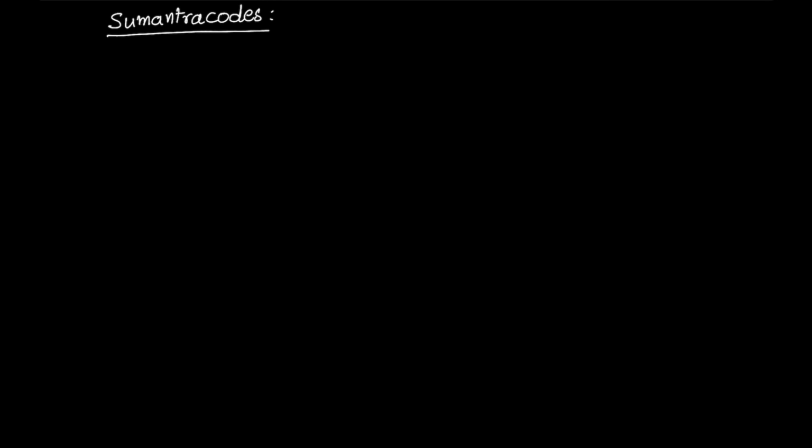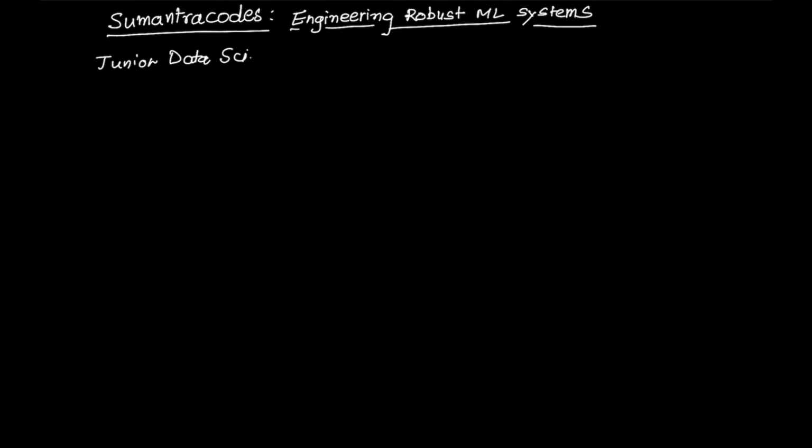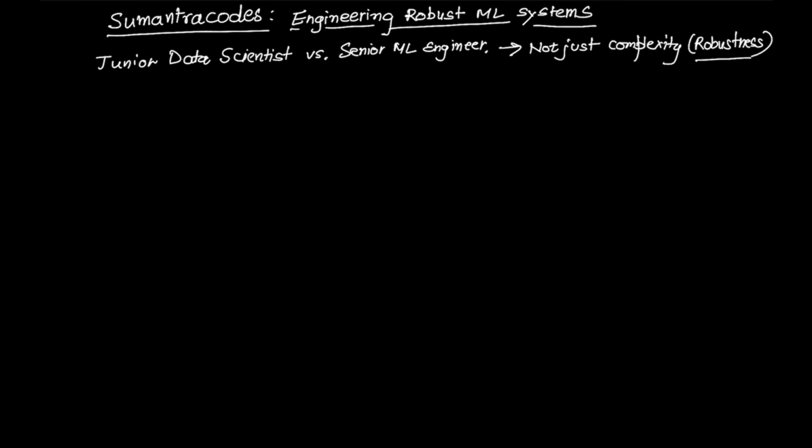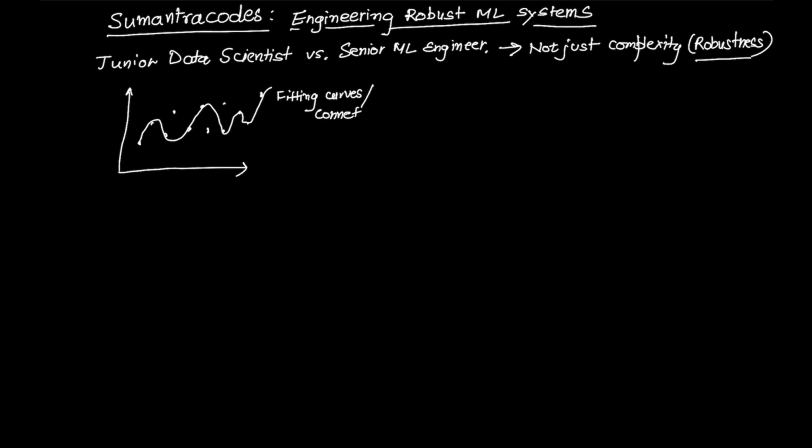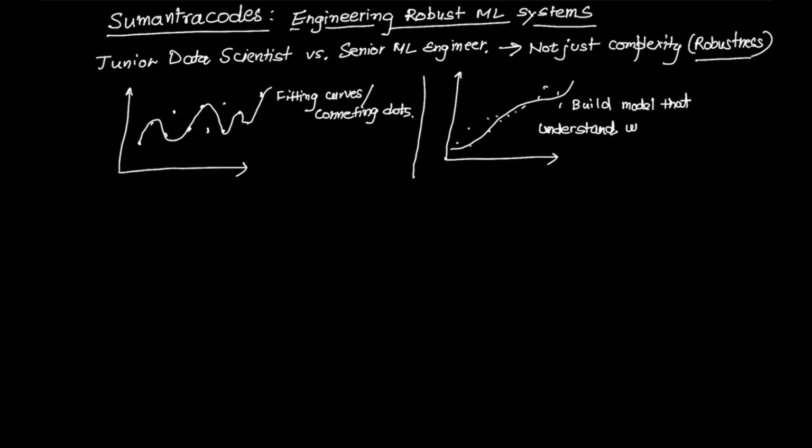I'm Sumantra. I have spent years engineering machine learning systems, and the number one thing that separates a junior data scientist from a senior ML engineer is not how complex their model is. It is how robust their model is. Anyone can fit a curve to a set of points. That's easy. The hard part is building a model that understands the underlying laws of the universe that created those points, rather than just connecting the dots.